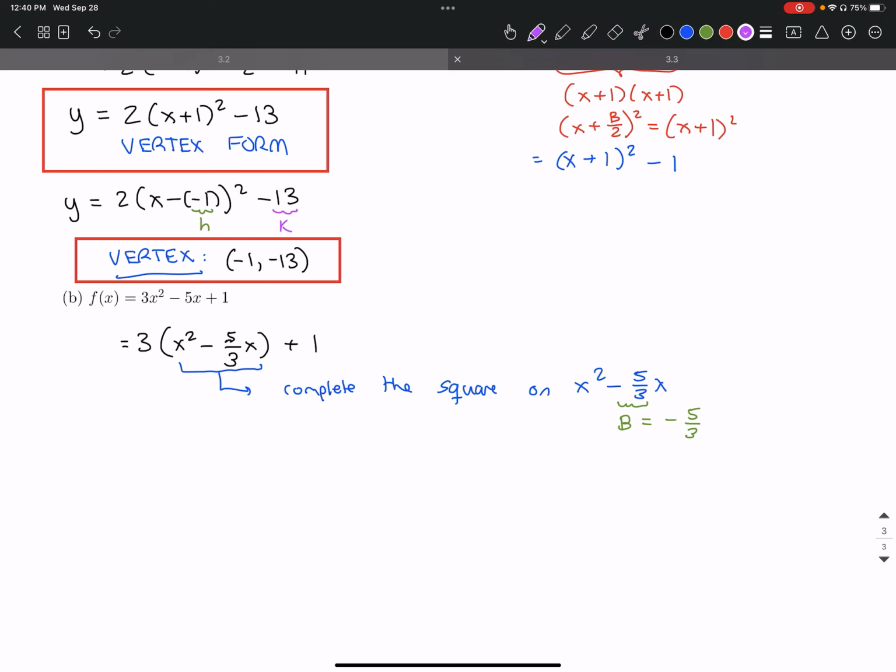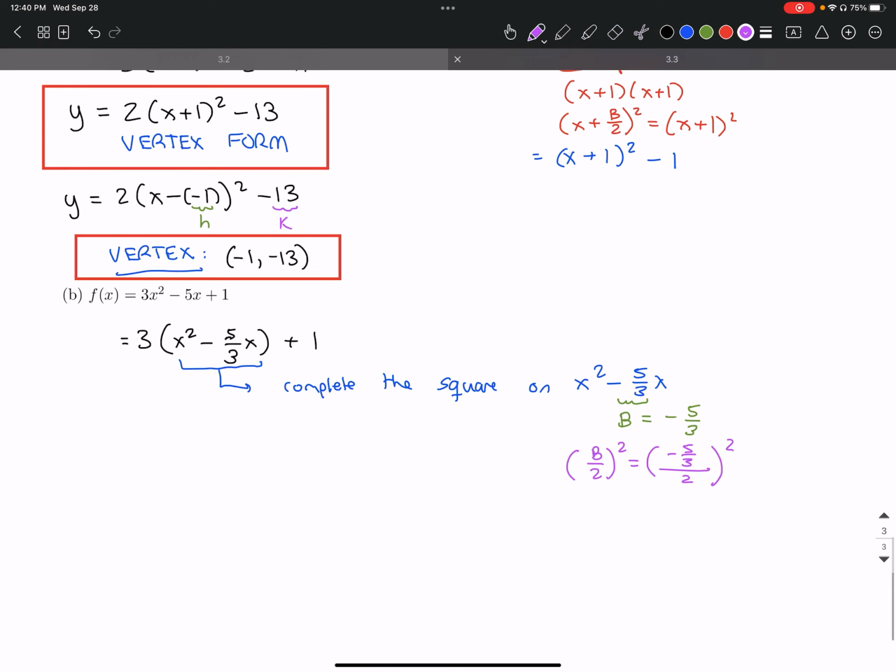Hence, b over 2 quantity squared is going to become negative 5/3 divided by 2 quantities squared. And we have to do some work with fractions in order to do this out. When we divide by 2, we can think of 2 as 2 over 1, since it's a whole number. And dividing by a fraction is the same as multiplying by its reciprocal. So negative 5/3 divided by 2 over 1 is the same as negative 5/3 times a half, or negative 5/6 when you do that out.